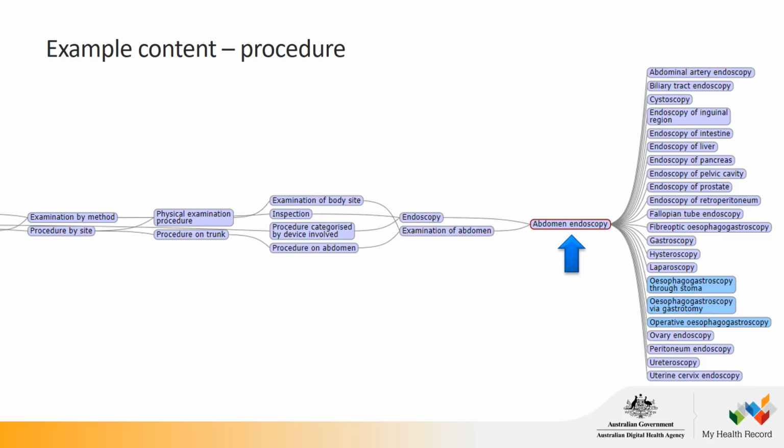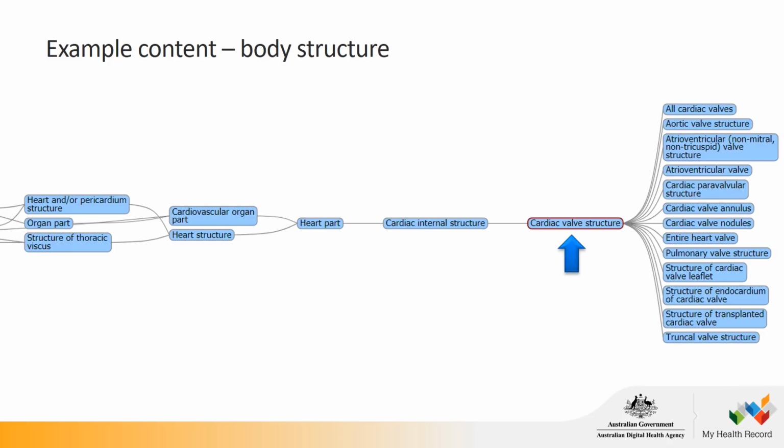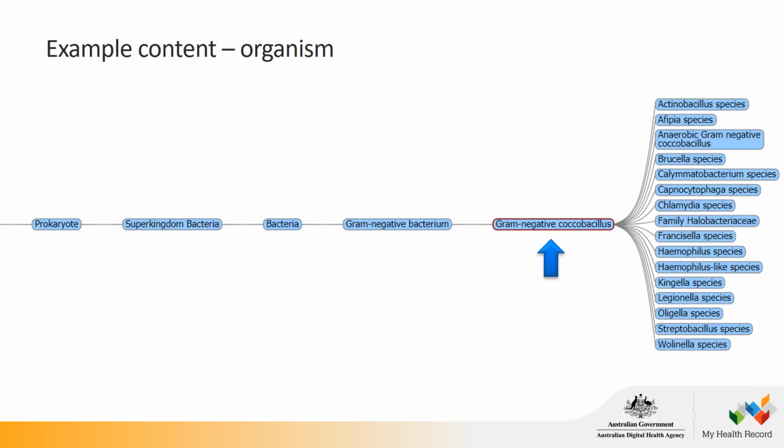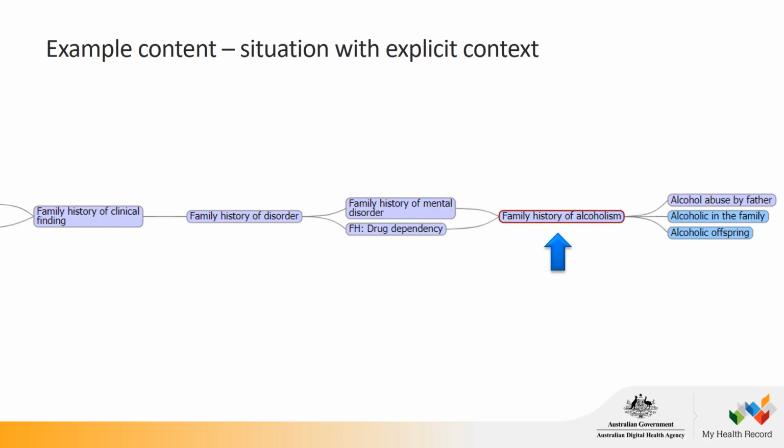Procedure concepts represent activities performed in the provision of healthcare. Here we have abdomen endoscopy. The next one is body structure, which represents anatomy of naturally occurring body structures, as well as morphological abnormalities. Here we have cardiac valve structure. The next one is organisms, and we have gram-negative coccobacillus. Here we have situations with explicit context. These are concepts where some contextual information is included for a concept, for example, family history or a planned procedure. Here we have family history of alcoholism.